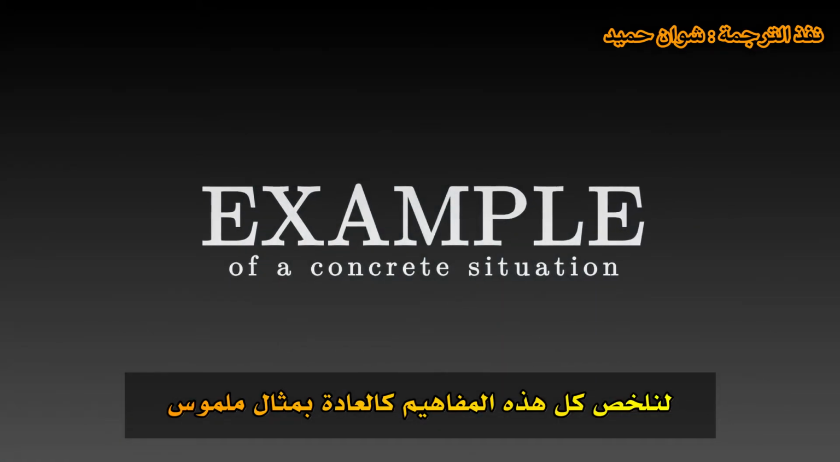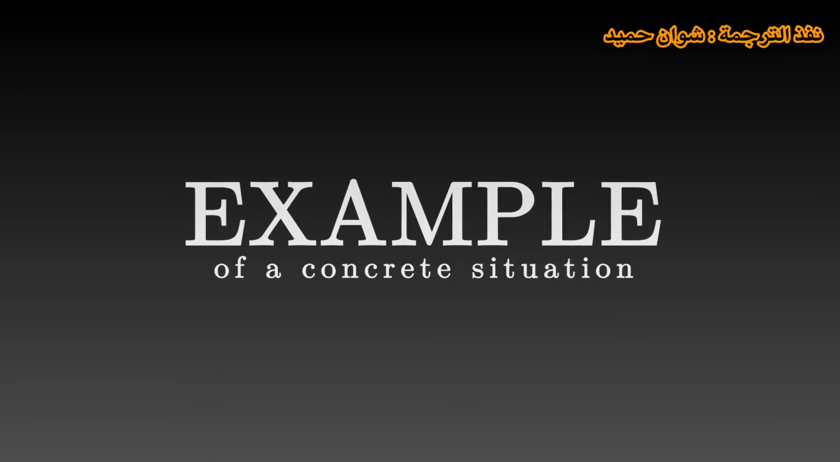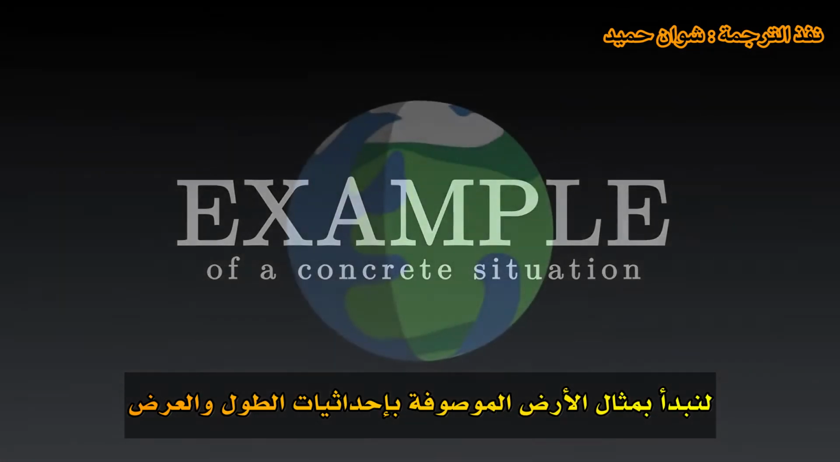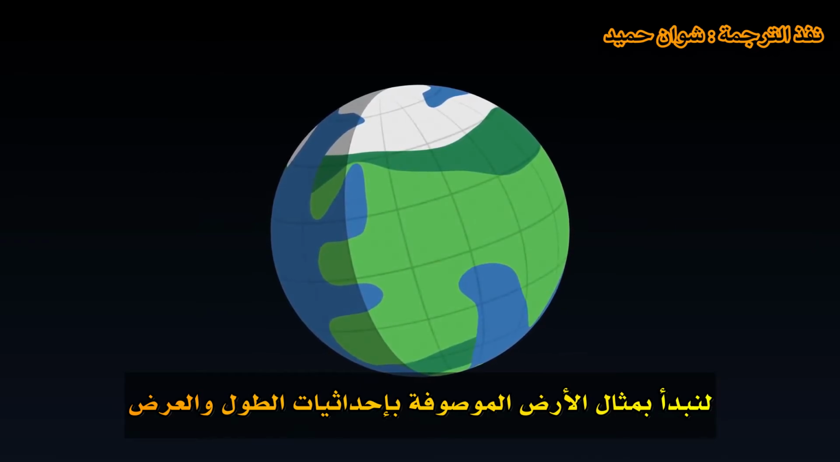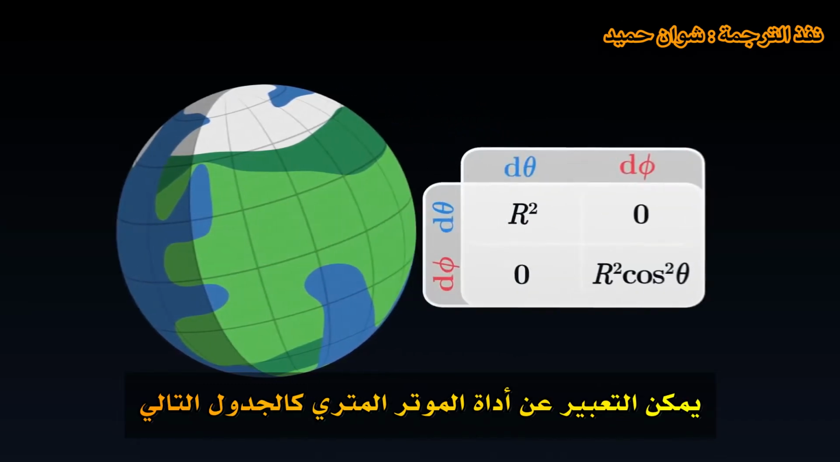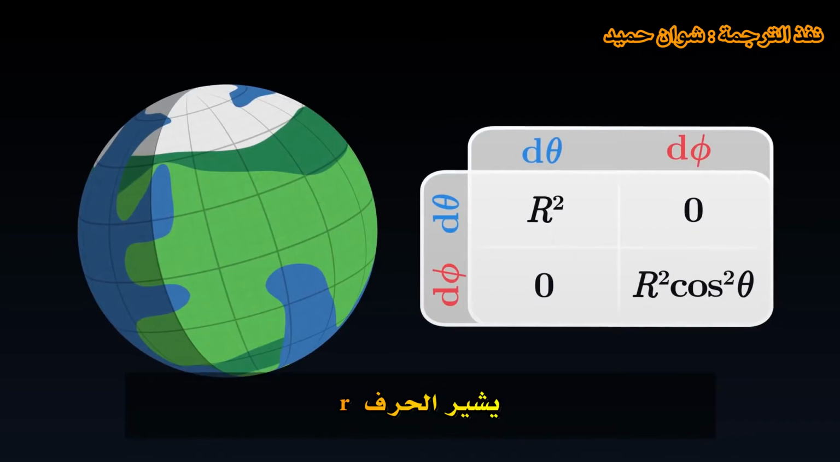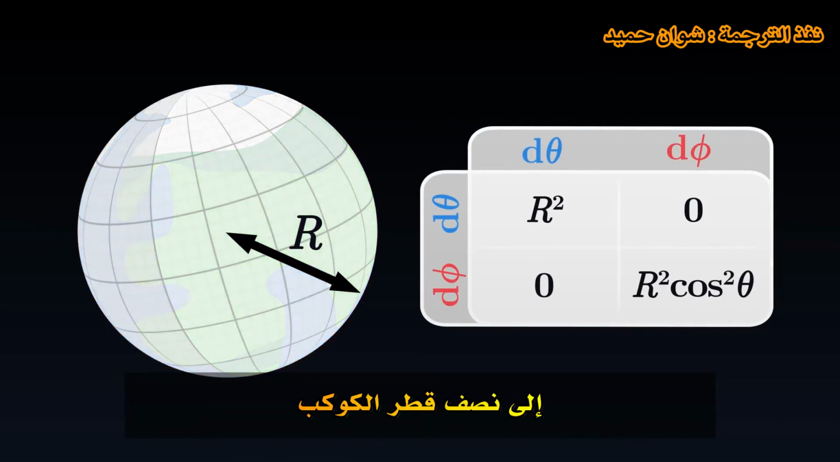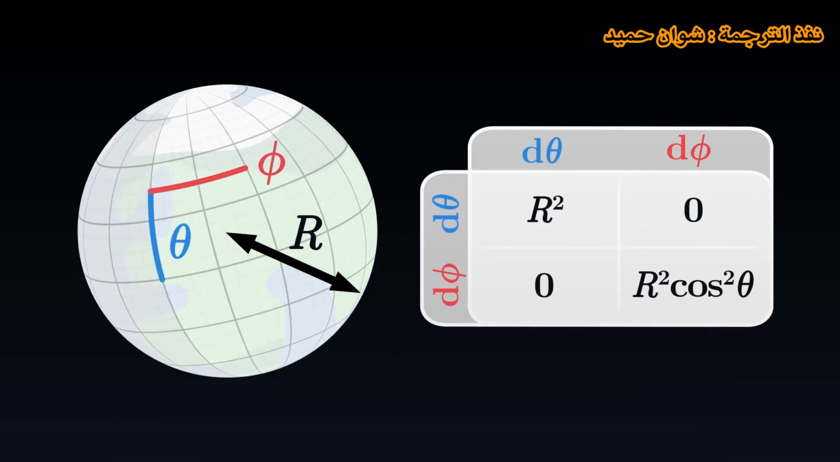As usual, let's summarize all these concepts with a concrete example. To begin with, we take the example of the Earth, described by coordinates of latitude and longitude. On the surface of a sphere, with respect to this grid, the metric tensor can be expressed as the following table. The letter R stands for the radius of the planet, and the angles theta and phi are the coordinates of latitude and longitude.